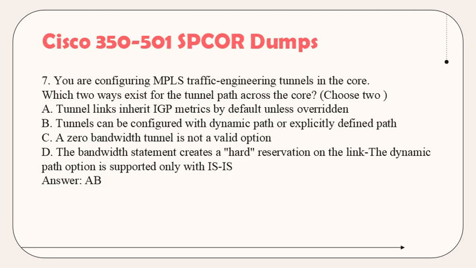7. You are configuring MPLS traffic engineering tunnels in the core. Which two ways exist for the tunnel path across the core? Choose 2. A. Tunnel links inherit IGP metrics by default unless overridden. B. Tunnels can be configured with dynamic path or explicitly defined path. C. A zero bandwidth tunnel is not a valid option. D. The bandwidth statement creates a hard reservation on the link; the dynamic path option is supported only with IS-IS. Answer: A, B.